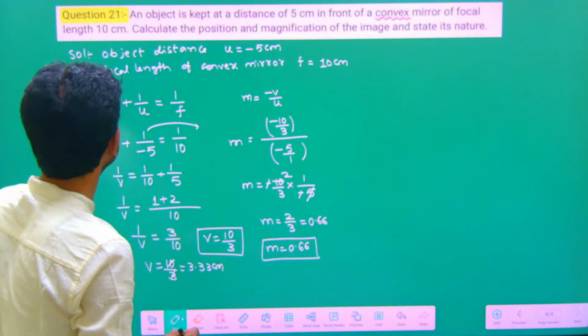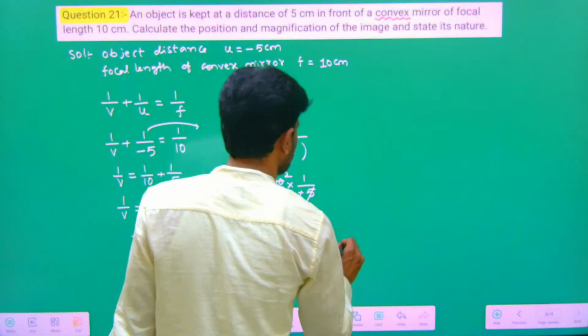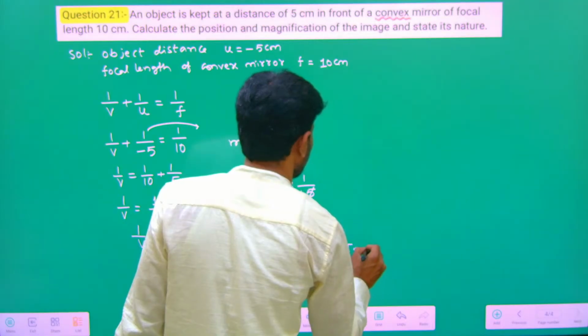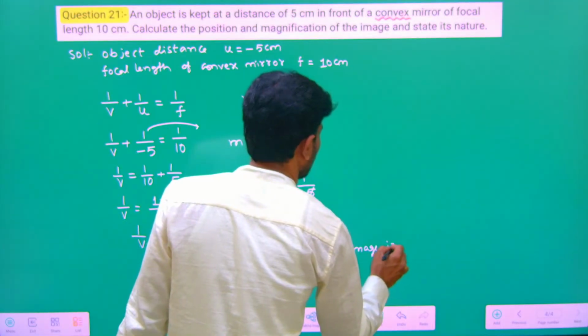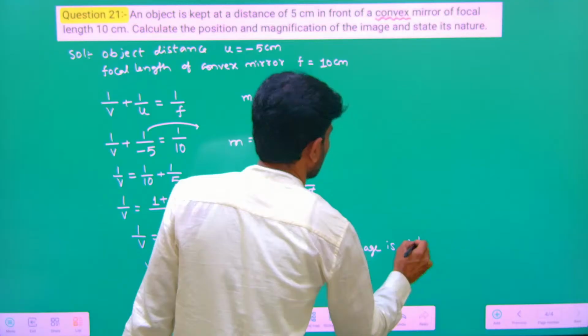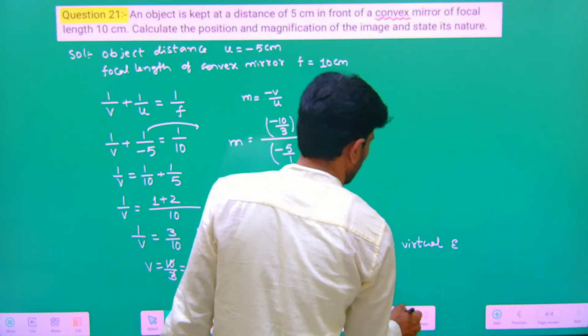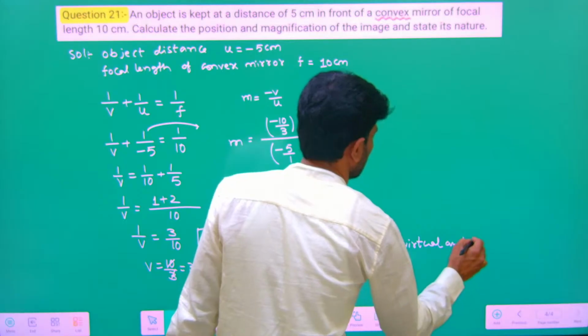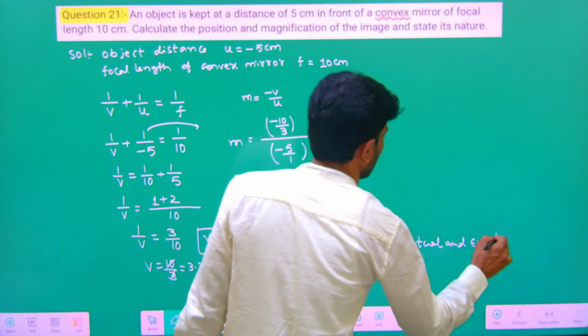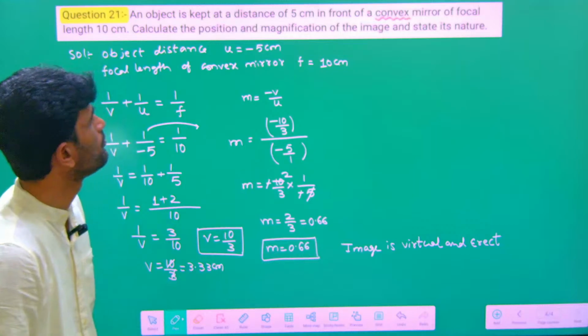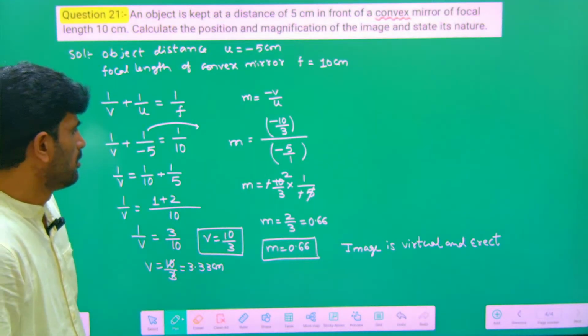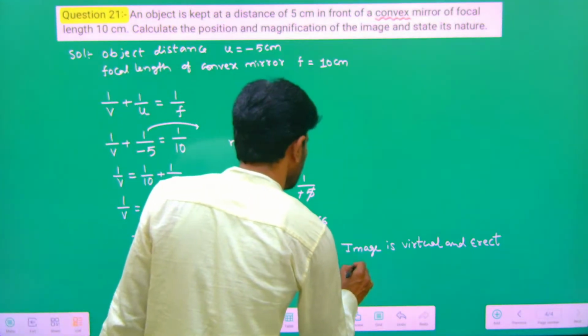And what kind of image is it? The image is virtual and direct, because they are asking for the nature also. Virtual and direct image, diminished image.